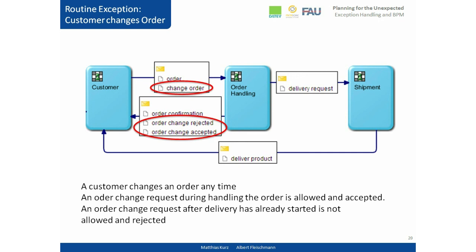The customer has the ugly idea to change his or her order. Sometimes it happens. Right? This means the customer sends a change order to the order handling, and order handling checks whether the change is possible or not, and gives a corresponding answer. The order change can be rejected or accepted.